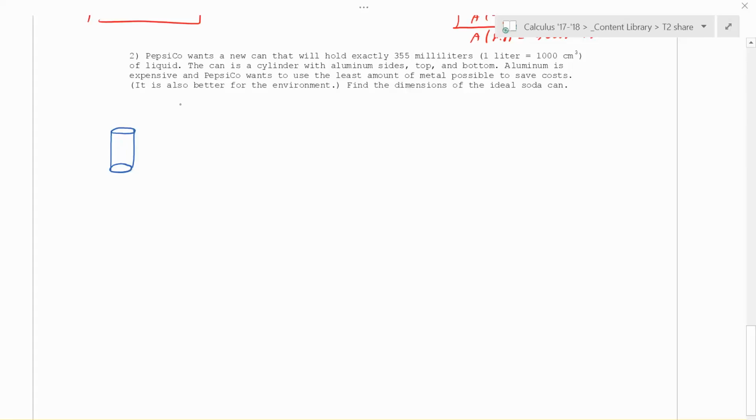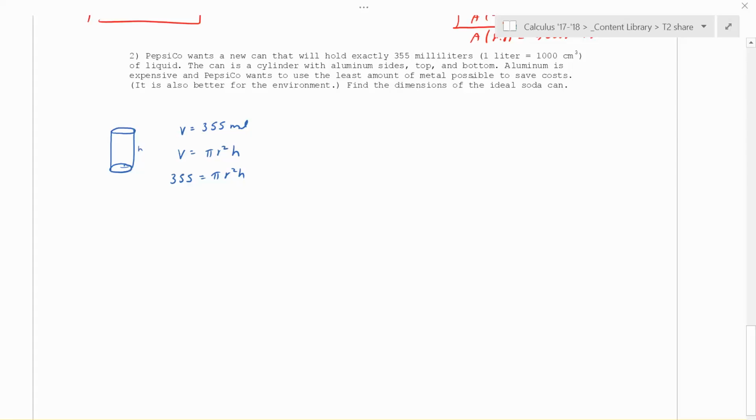So we're told that our volume is 355 milliliters. We also know that the volume of a can, or any cylinder, is the area of the bottom times the height. The bottom is a circle, so its area is pi r squared, and our height is h. So 355 equals pi r squared h.